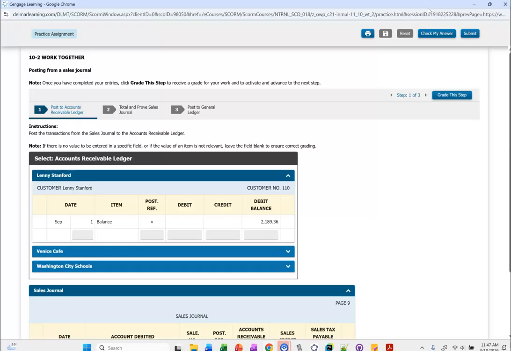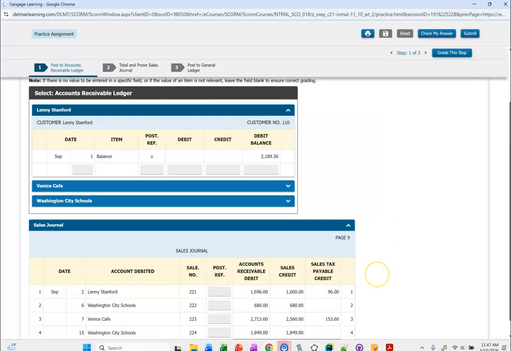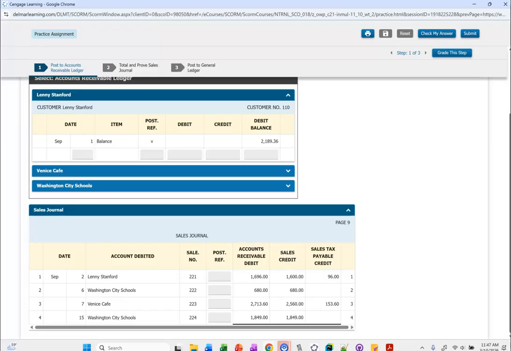So I'm just going to talk in general here for a moment about what we're doing in 10.2. So again, in 10.2, what we're going to be doing is we have a sales journal that's completed. That's here at the bottom of the screen. We're going to take the transactions recorded on that sales journal and transfer them into the individual ledger accounts. Then we're going to total, rule, and prove that sales journal. That's the problem that you're going to be doing in 10.2, is that process.